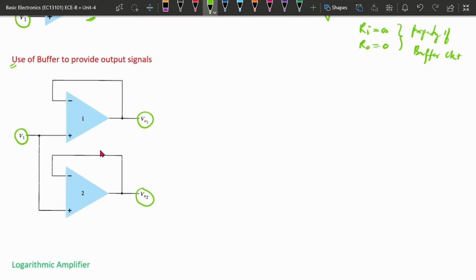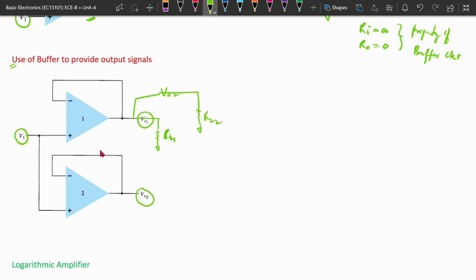But suppose we take the output directly from this circuit, and we take the output here also, this is V1 and this is V2. So whenever we connect a load here and another load here, this is RL1 and this is RL2. If we connect two different loads, it will affect the output voltage. That means V output 1 and V output 2 will not be constant now. It will be different.